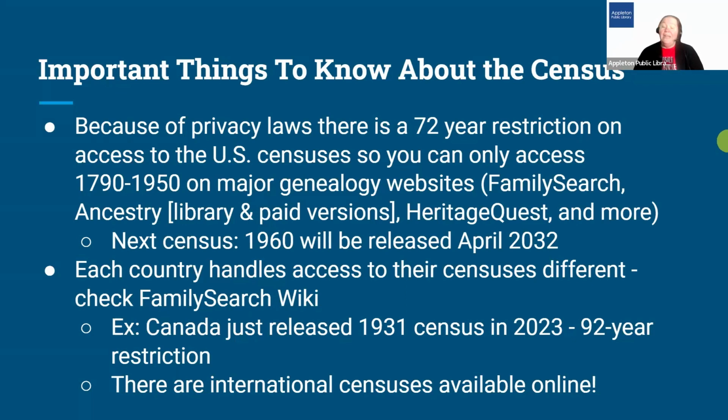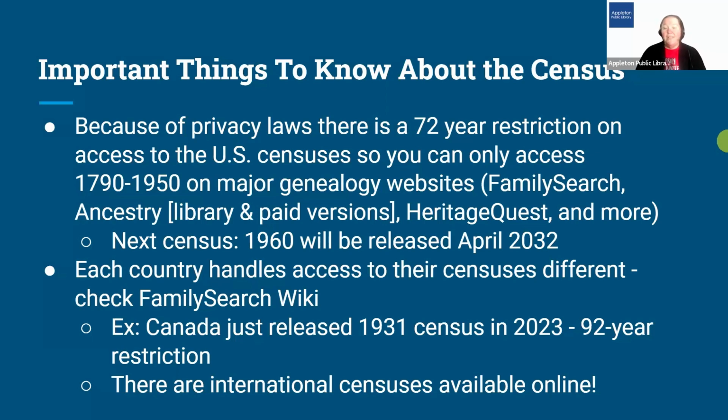Also, it's important to know that each country is going to handle access to their censuses differently. So again, start with that Family Search Wiki to see when a census is available and what censuses are available online that I can easily access. So for example, Canada just released the 1931 census last year. So that's a 92-year restriction, which is a lot more than our 72-year restriction.